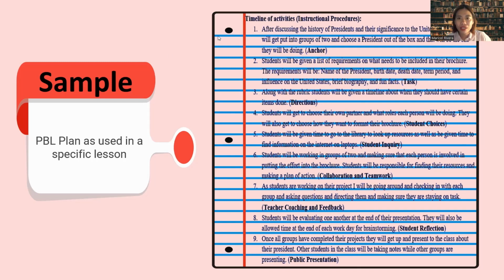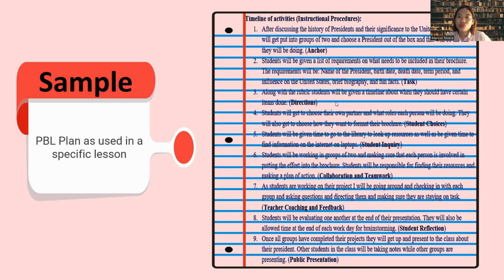So it cannot be. Students will be given a list of requirements and what needs to be included in their brochure. The requirements will be, of course, the name of the president, birth date, death date, term period, and influence on the United States, brief biography, and fun facts. So this is now the task of the student, of the group.